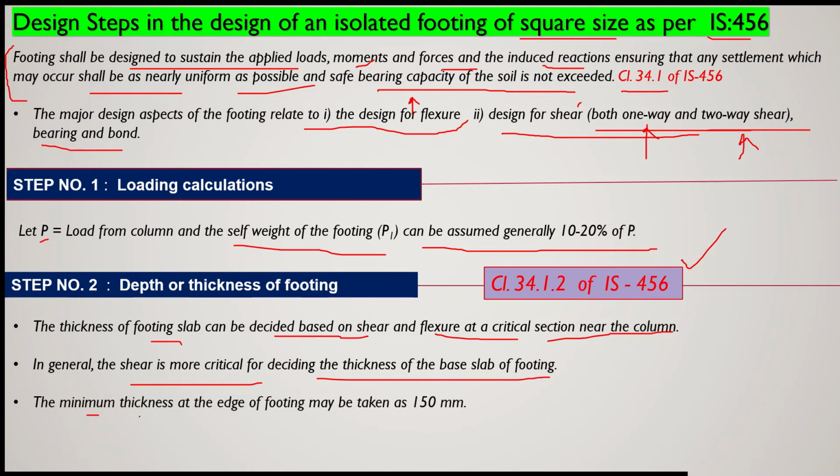Now the minimum thickness at the edge of the footing may be taken as 150 mm. That means the thickness of the footing should never be less than 150 mm.